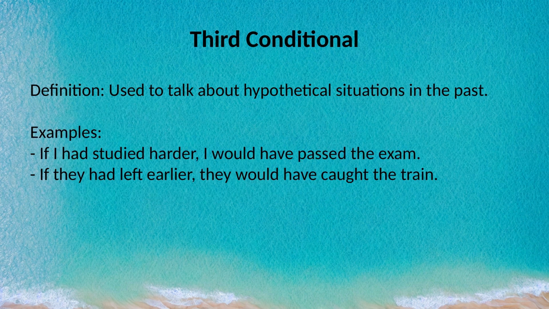Lastly, we have the third conditional, used to talk about hypothetical situations in the past. For example, if I had studied harder, I would have passed the exam. If they had left earlier, they would have caught the train. These sentences talk about past events that didn't happen and their imagined results.